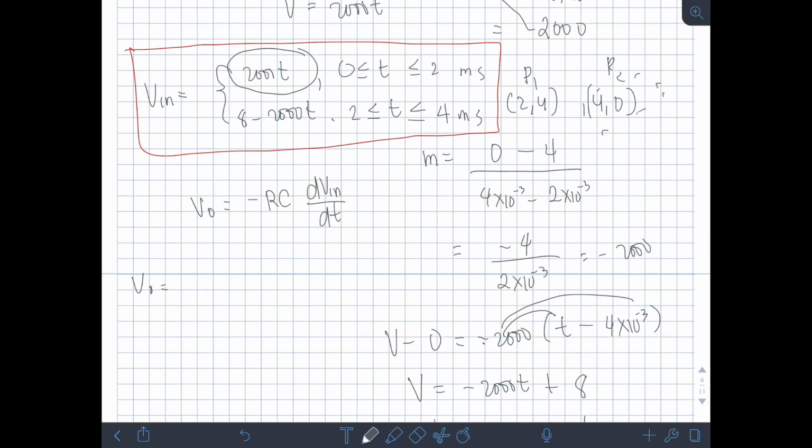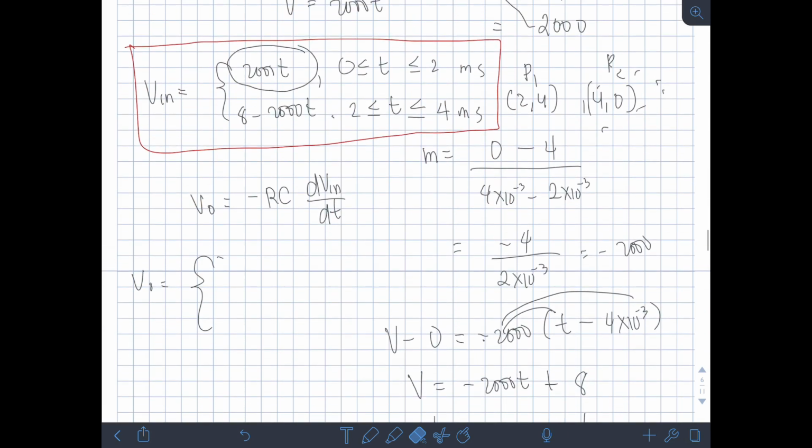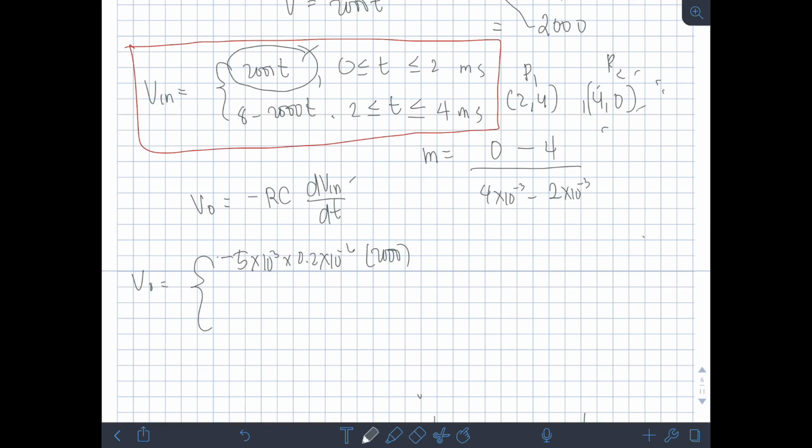So, we have VO is equal to, so pag sinubstitute natin to, negative RC, so ano yung R natin? 5 kilo ohm. Tapos yung C natin, 0.2 microfarad. So, we have negative 5 times 10 raised to 3 times 0.2 times 10 raised to the negative 6. Tapos yung derivative ng input natin, this time, dito muna tayo sa 2,000T. Anong derivative ng 2,000T? 2,000 lang, right? So, we have times 2,000. This is for the interval 0 is less than or equal to T is less than or equal to 2 milliseconds. So, using calculator, masasolve natin yung value na to as negative 2 volts. So, equal to sa negative 2 volts.